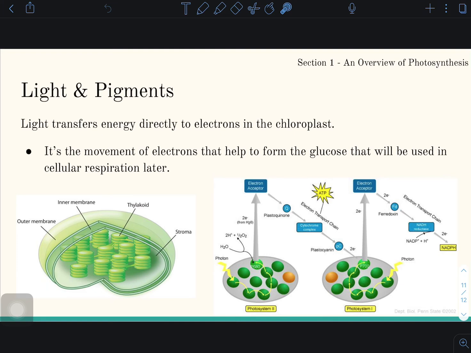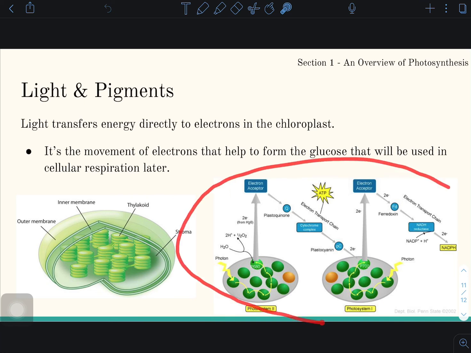All this takes place in an organelle called the chloroplast, and it's found only in plants, bacteria, and algae. Light transfers directly into electrons. It's this whole process of picking up high energy electrons and transporting them through different membranes. It's this movement of electrons that helps form the glucose molecules that will be used in cellular respiration. So why do we eat food? We eat food to break it down later in a process called cellular respiration. We'll get to that in this unit. We're not there yet, but the idea is glucose is formed from energy.